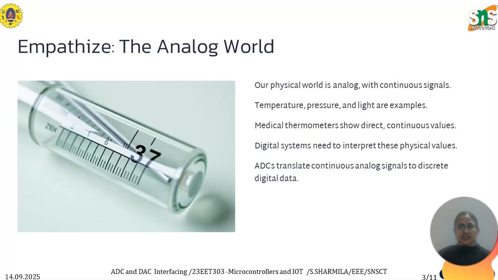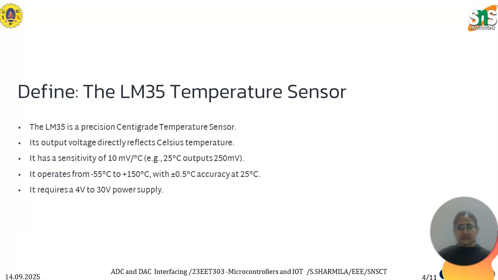We know that our physical world is analog, with continuous signals. Temperature, pressure and light are examples of analog values. A good example is the medical thermometer, which shows direct continuous values. Digital systems need to interpret these physical values, so ADCs translate continuous analog signals to discrete digital data.